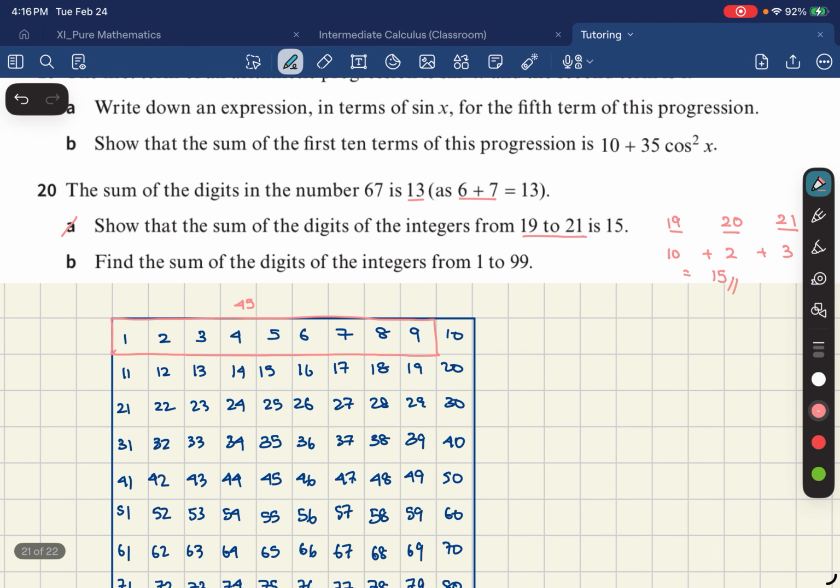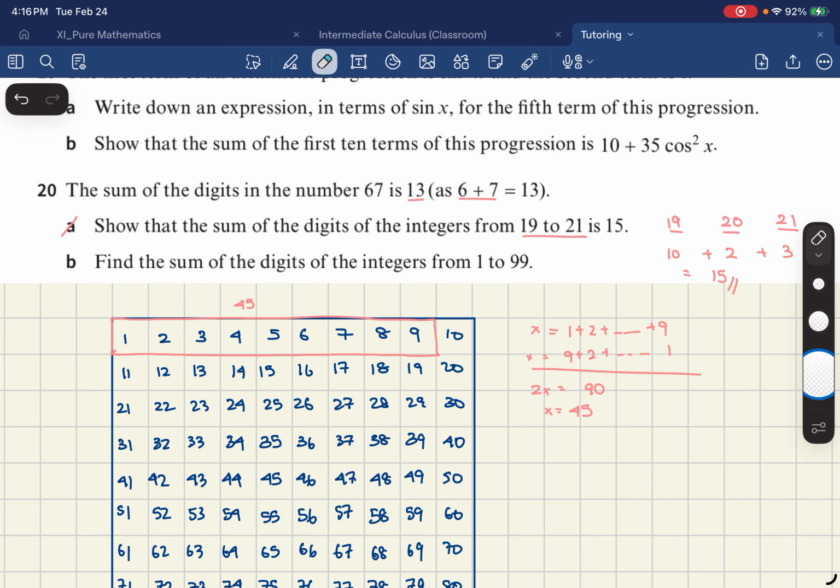Or you can use Gauss's method. You can say, hey, 1 plus 2 plus, all the way until 9. If I say this is x, and if I reverse this, which is also x, I have this. If I add everything together, I get 2x, 9 times 10. That is 90, and therefore x is 45, right? Using Gauss's method, we see that the sum is 45. And this is an idea we have explored in the previous video.